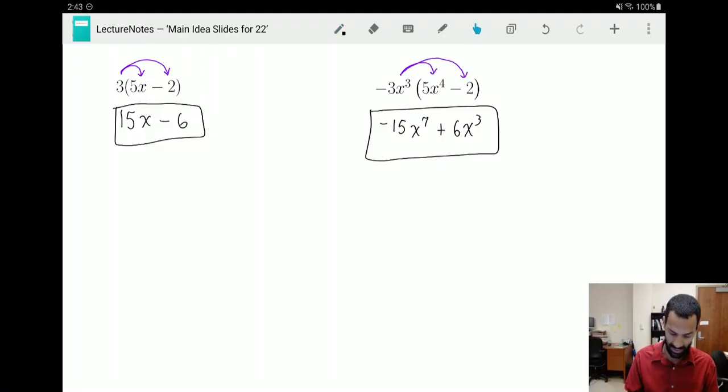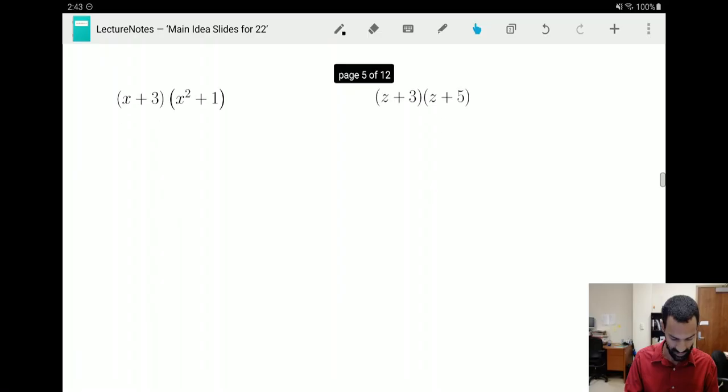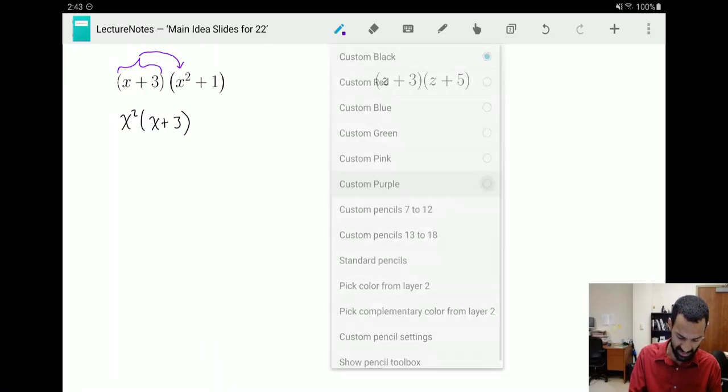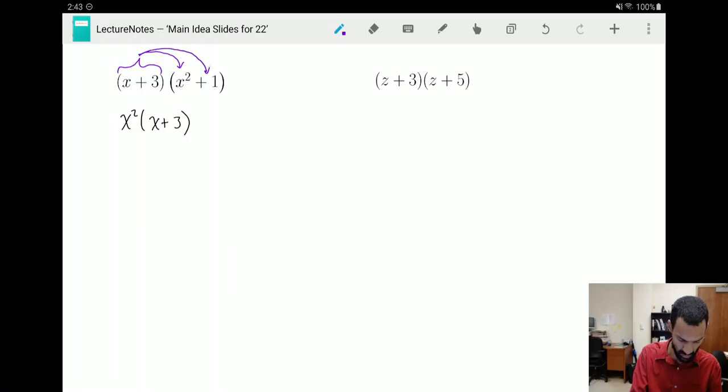Now we can get more complicated as we go. Look at these right here. x plus 3 times x squared plus 1. We're going to work this out, I guess, 2 different ways. The first way is we're going to distribute this entire x plus 3. x plus 3 times x squared, we're going to just write that as x squared times x plus 3. And then we're going to take that x plus 3 and multiply it times 1.